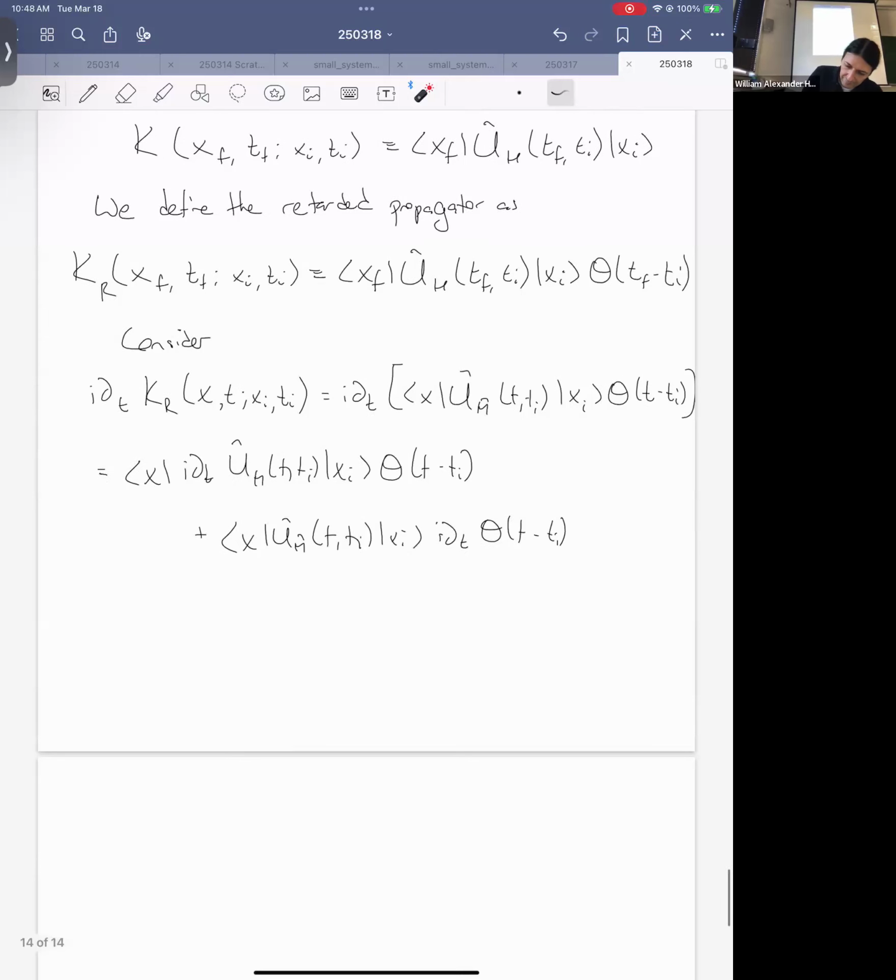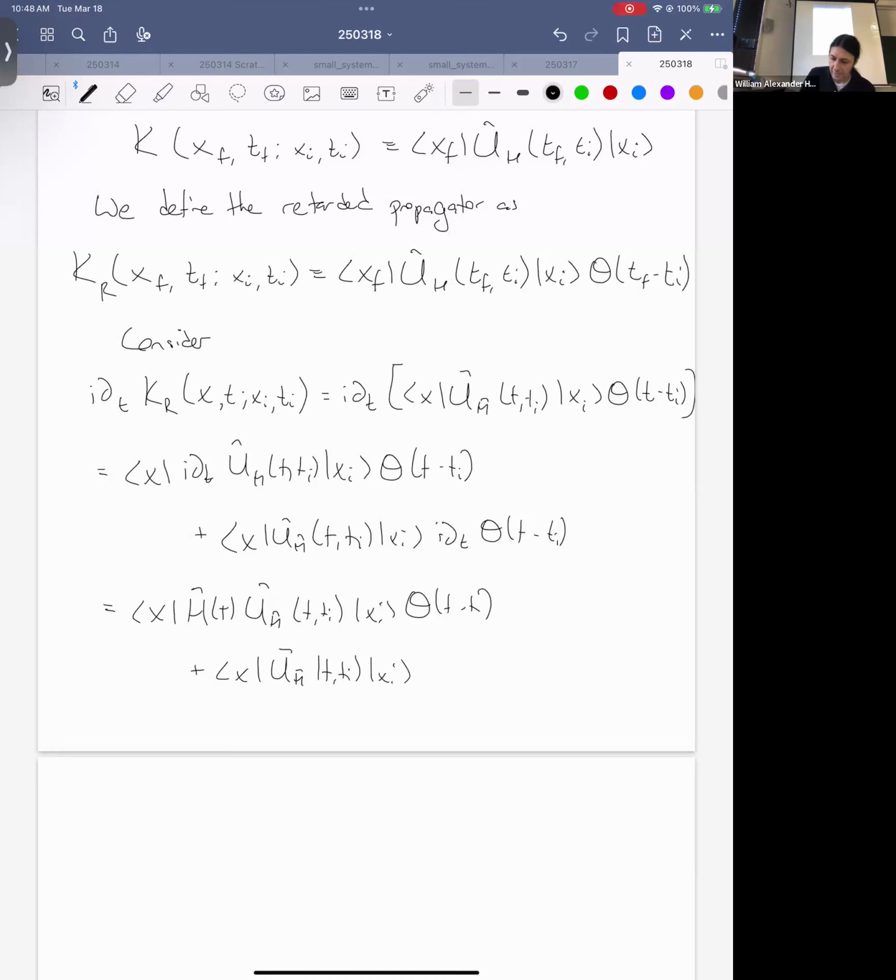So here I have the Schrödinger equation. So x, Hamiltonian at time t, time evolution operator t, t initial, x initial, theta of t minus t initial, plus x, t initial, x initial. And what is the time derivative of a step function? What's the derivative of the step function? Dirac delta, exactly. So this gives me a Dirac delta, t minus t initial. Great.